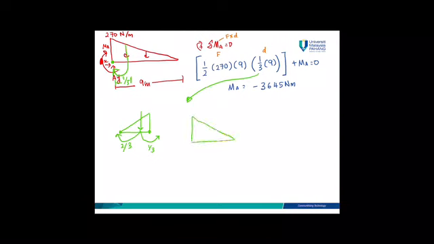Okay, same goes if you have this type of triangle. This is a centroid. If it rotates here, this is 1/3. If it goes towards here, this is 2/3 the distance.